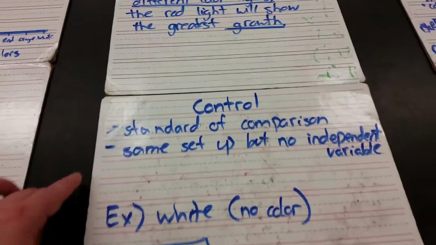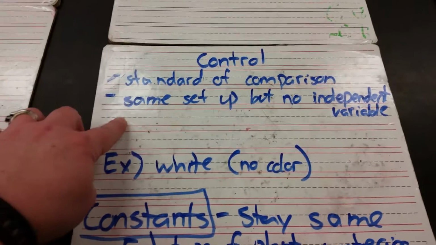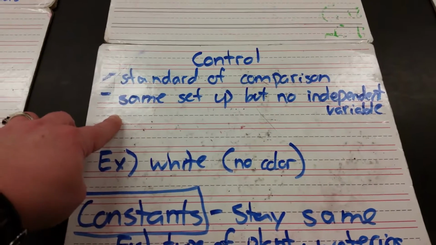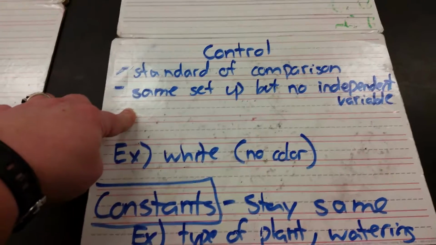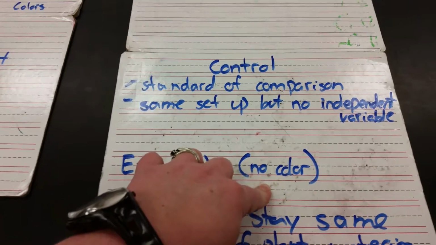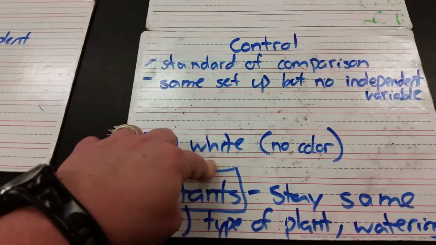Now, for a good experiment, I want to make sure I have a control or standard of comparison. I want to set it up the same, but no independent variable change. So what does that mean? If I'm testing the way light color affects growth, well, I want no color in my experiment. I want to grow a plant with light that doesn't have color. So I would use white light for my control.